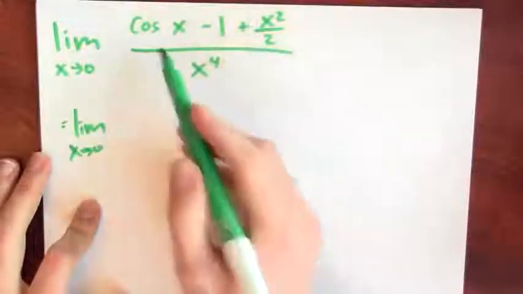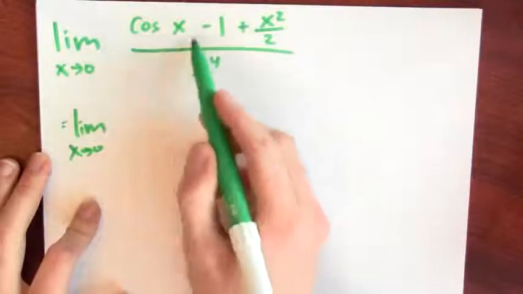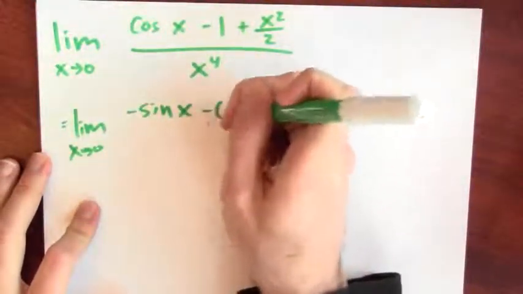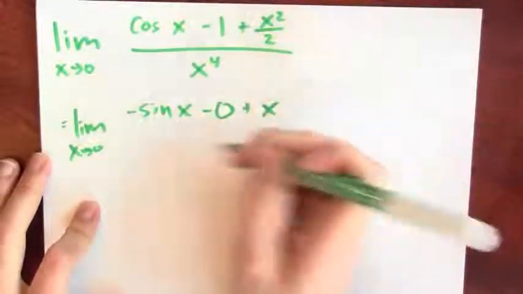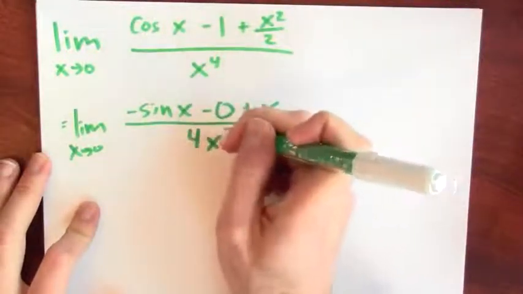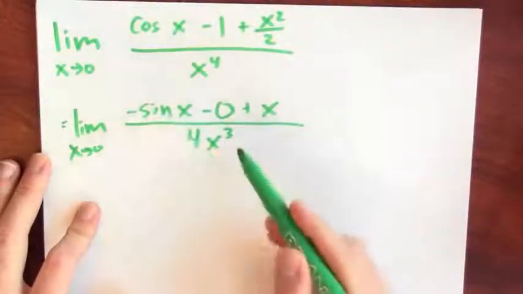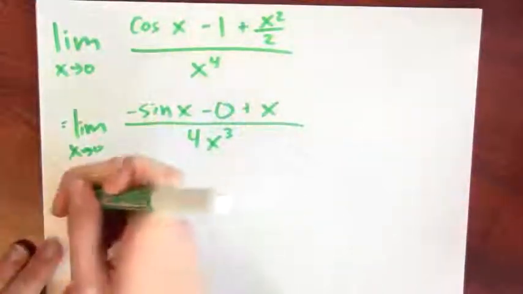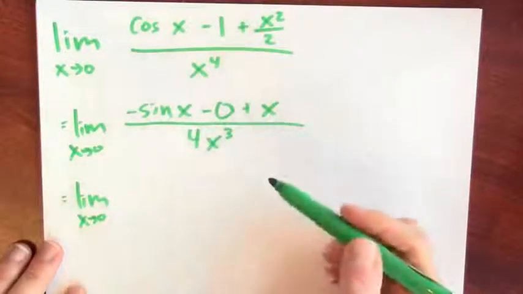The derivative of the numerator is, well, it's a derivative of a difference and a sum, so it's the derivative of each of these terms. What's the derivative of cosine x? That's minus sine x. The derivative of minus 1 is 0. And the derivative of x squared over 2 is just x. And this is divided by now the derivative of the denominator, which is 4x cubed. Now, what's this limit? Well, here the limit of the numerator is 0 and the limit of the denominator is 0, so I can apply L'Hopital again to this situation. And when I do that, I should differentiate the numerator and denominator separately again.